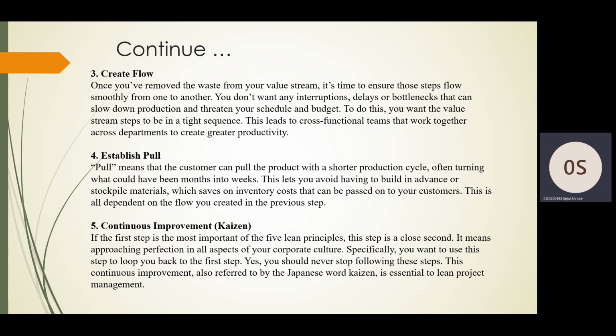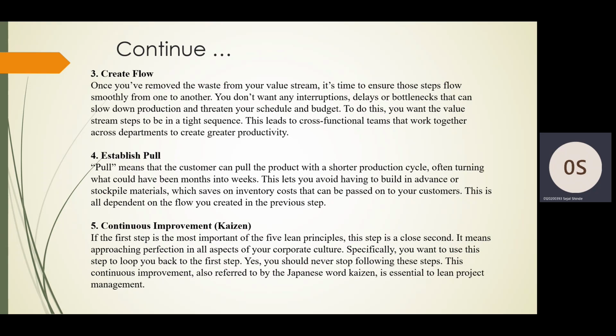The fourth one is establish pull. Pull means that the customer can pull the product with a shorter production cycle, often turning what could have been months into weeks. This lets you avoid having to build in advance or stockpile materials, which saves on inventory costs that can be passed on to your customers. This all depends on the flow you created in the previous step.